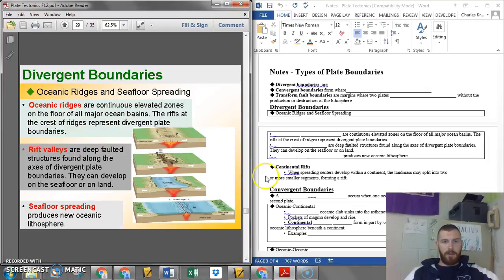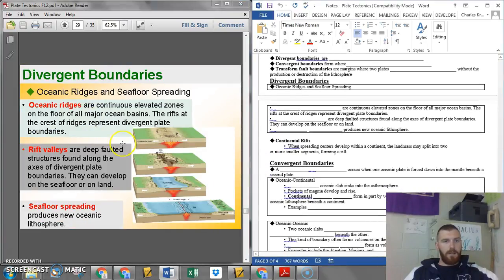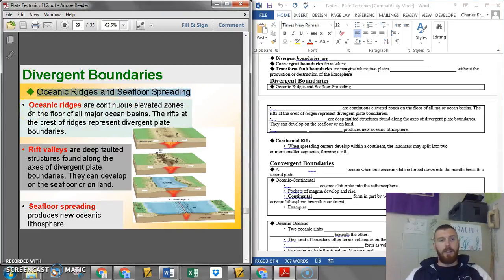So divergent plate boundaries. They are oceanic ridges and seafloor spreadings where we see these for the most part. Oceanic ridges are continuous elevated zones on the ocean floor of all major ocean basins. The rifts at the crest of the ridges represent diverging plate boundaries, meaning that at the ridges or at the chains of mountains underneath there, they are moving apart. So rift valleys are deep faulted structures along the axis of diverging plate boundaries that can develop on the seafloor or on land. And once again, we talk about this concept of seafloor spreading, which produces new oceanic lithosphere.